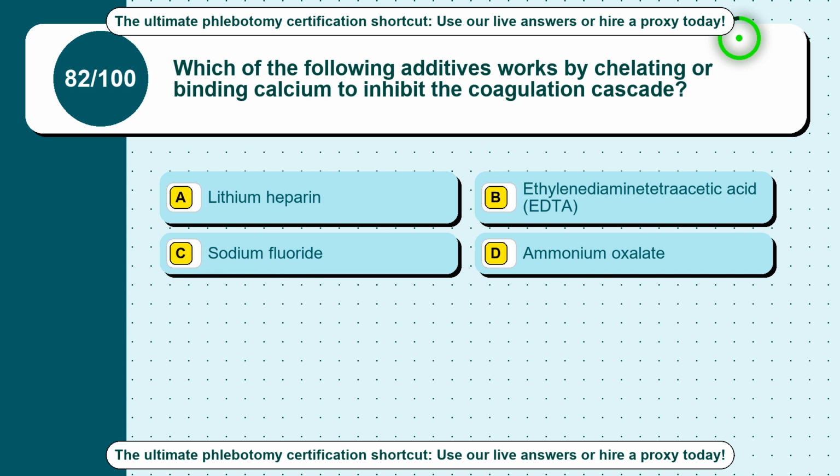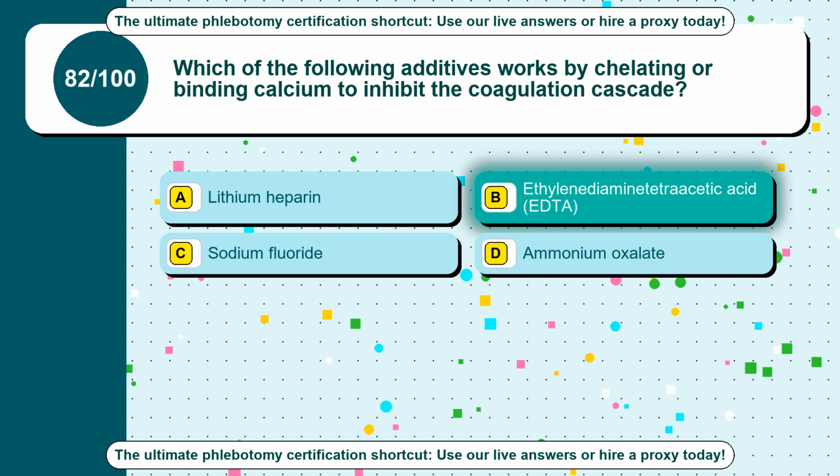Question 82. Which of the following additives works by chelating or binding calcium to inhibit the coagulation cascade? Option A, lithium heparin. Option B, ethylenediaminetetraacetic acid, EDTA. Option C, sodium fluoride. Option D, ammonium oxalate. The correct answer is option B, ethylenediaminetetraacetic acid, EDTA.